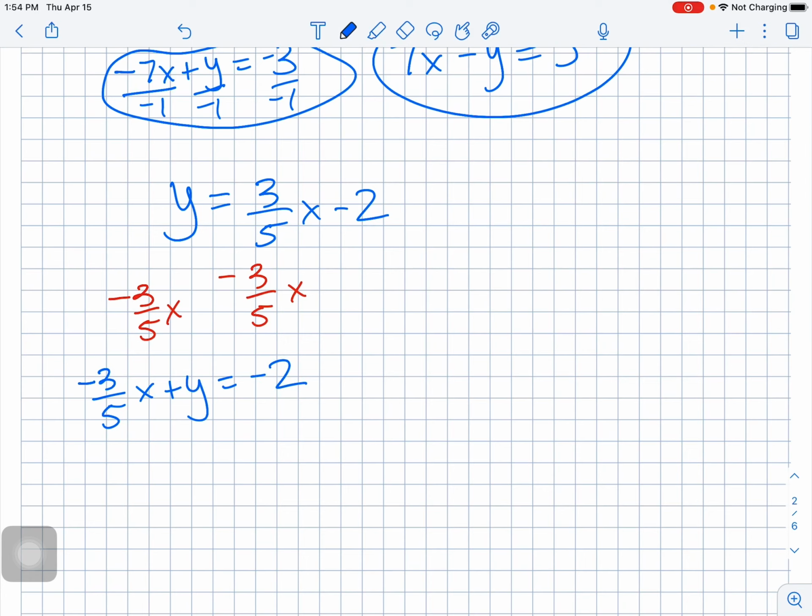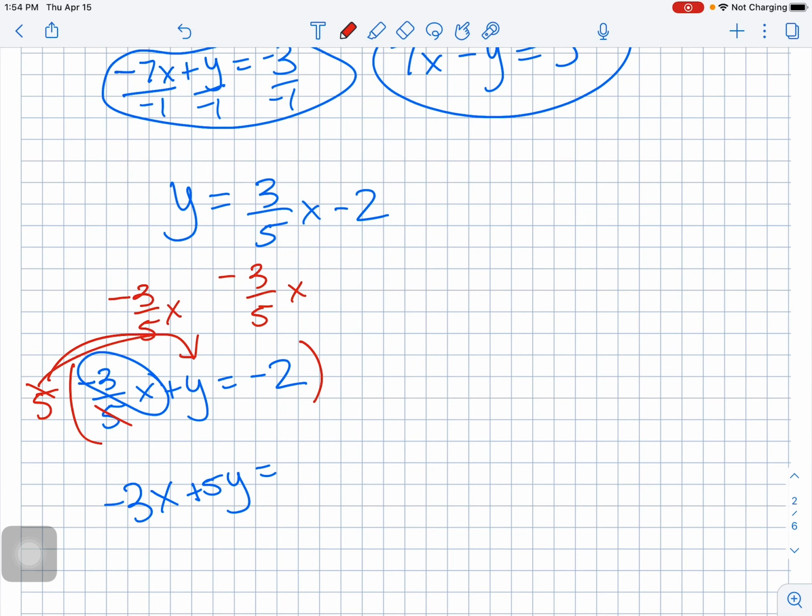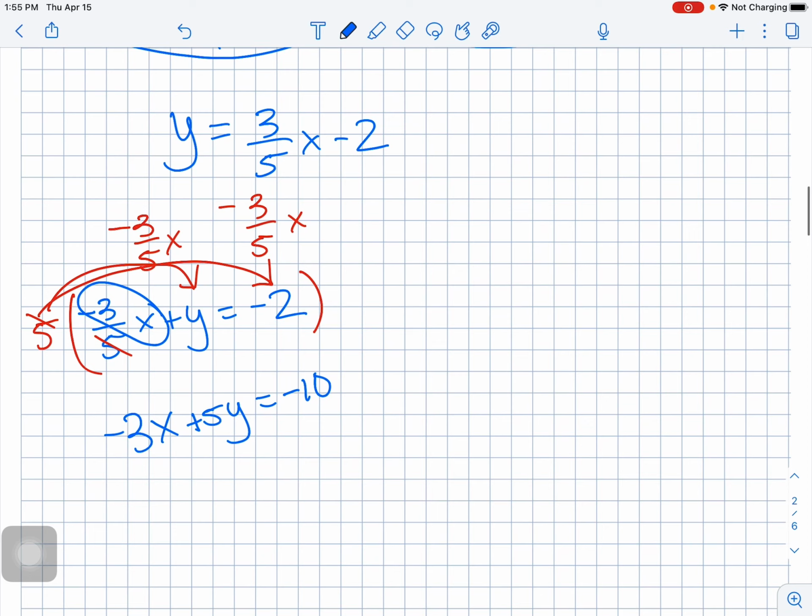And then, as I've been saying, if you ever want to get rid of a fraction, you multiply by the denominator. So when I do that, I need to multiply the whole entire equation by the denominator of 5. So when I do that with the fraction, those 5s are going to cancel, and I'm going to be left with just the numerator and x, negative 3x. But then I also need to multiply 5 times y, which gives me 5y. And I need to multiply 5 times the constant of negative 2, which is going to give me negative 10.